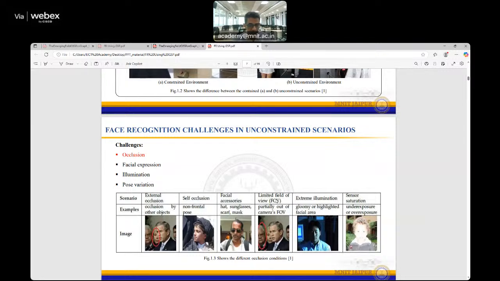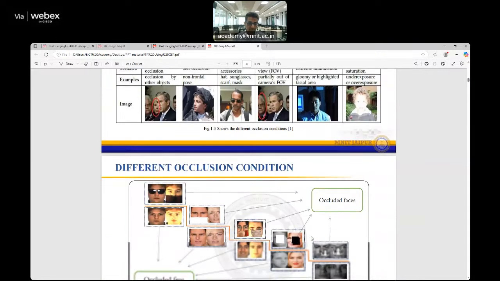Then there is limited field of view, where the person is partially out of the camera. See, sometimes the camera's full image is not captured. If I want to notice a person who is in the extreme left, or sometimes there is extreme illumination, in that scenario also it is not easy. Then sensor saturation also happens.